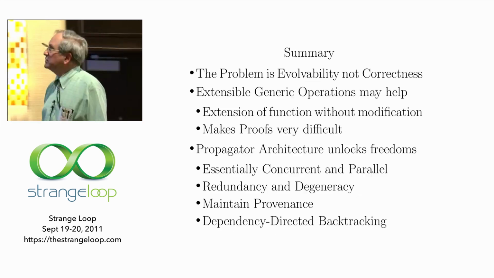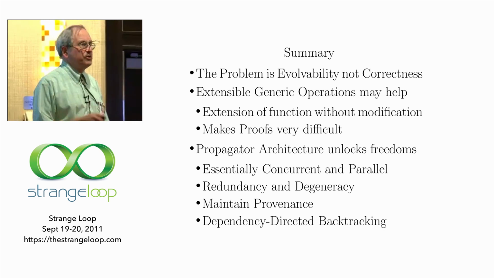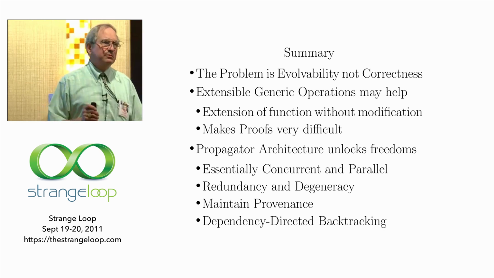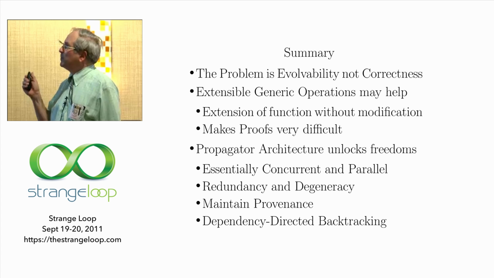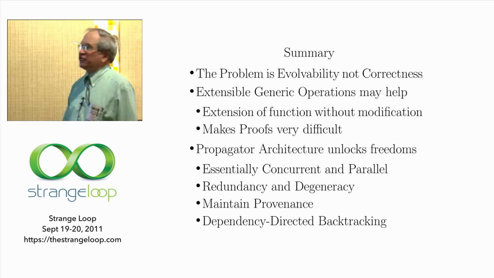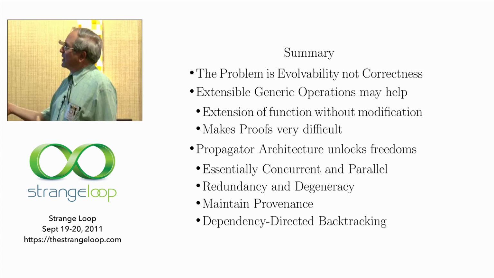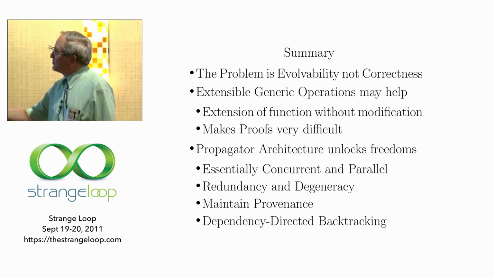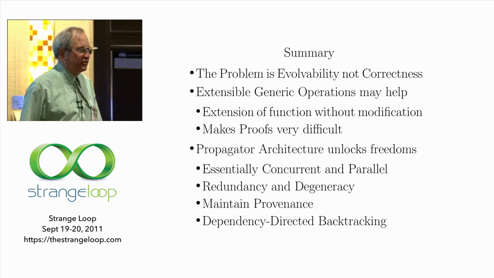So, in summary, okay, I'm claiming the problem facing us as computer engineers is not correctness, it's evolvability. A trivial example of making things more evolvable is that extensible generic operations may help. Okay? Because they allow us to extend functions without modification, but they make proofs very difficult. A more radical proposal is maybe there are freedoms that we can unlock by throwing away our idea of architecture. Okay? How machines have to work.